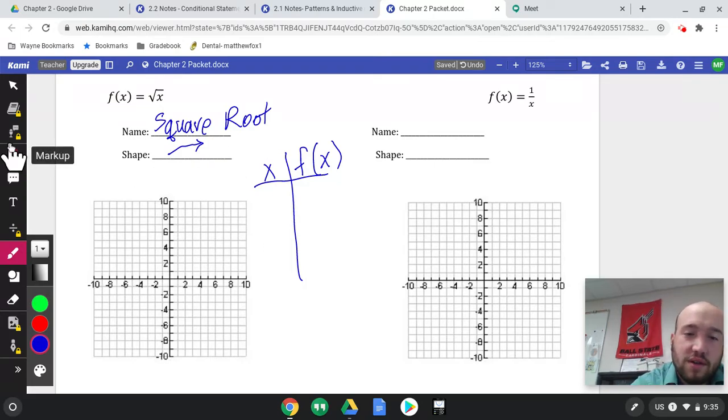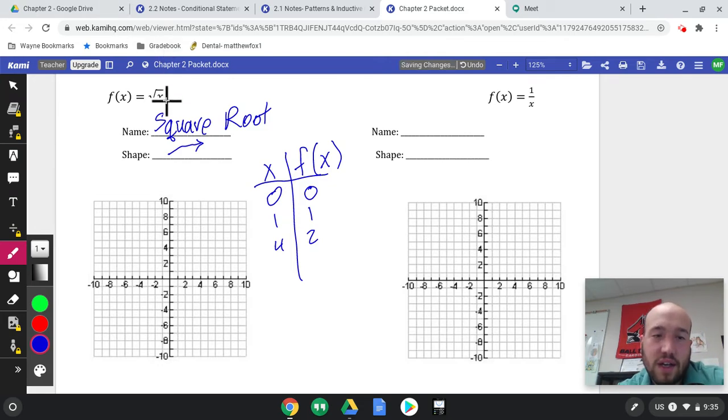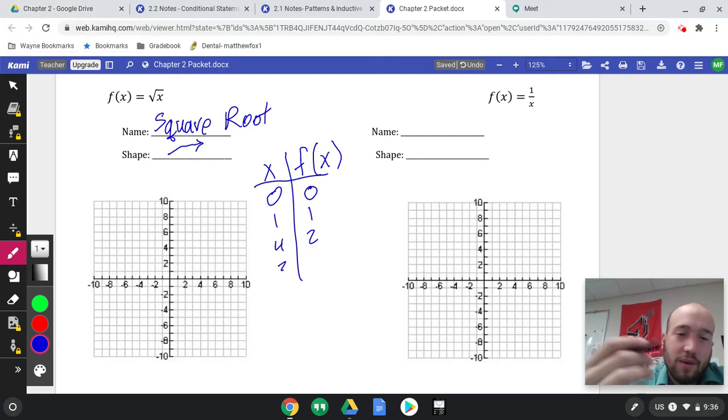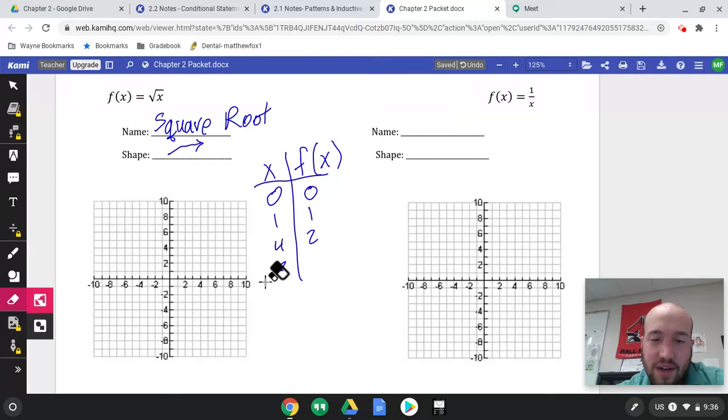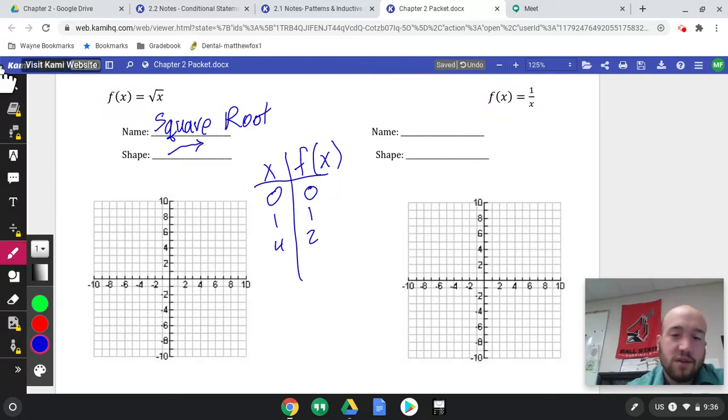So if I put in a 0 for x, the square root of 0 is 0. If I put in a 1, square root of 1 gives us 1. If I put in a 4, square root of 4 gives us 2. I'm choosing numbers that are nice to go in here. I could put like square root of 2, but that's going to be like 1.32 something, and that's not very nice to graph. So instead, we're choosing the numbers that we put in. Make it easier on yourself. And 9 is a perfect square, so I'll plug that in. Square root of 9 gives us 3.